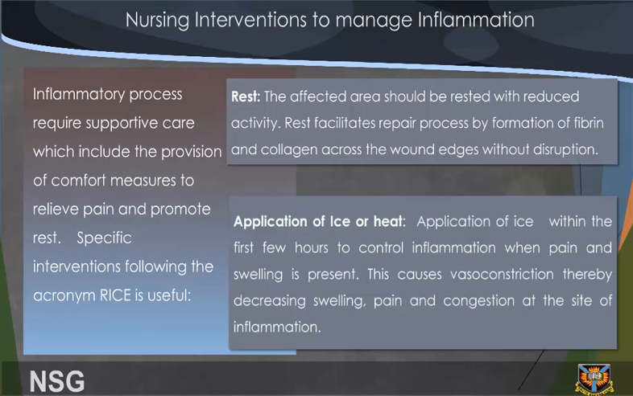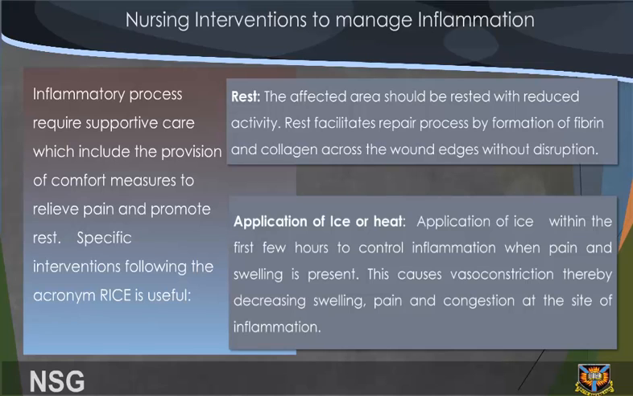Nursing interventions to manage inflammation. Inflammatory process requires supportive care, which includes the provision of comfort measures to relieve pain and promote rest. Specific interventions following the acronym RISE are useful. Rest. The affected area should be rested with reduced activity. Rest facilitates repair process by formation of fibrin and collagen across the wound edges without disruption.